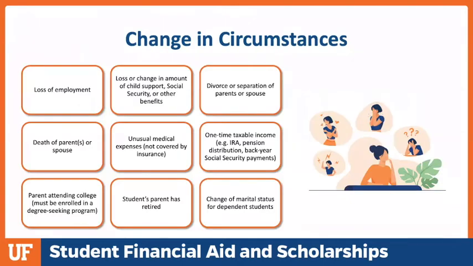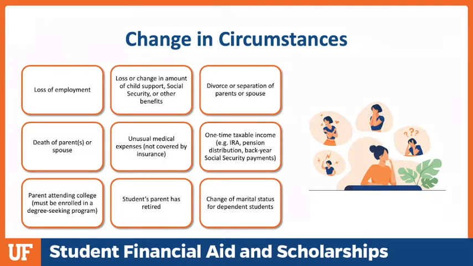So what are some circumstances that we consider? Some change in circumstances would include loss of employment, loss or change in the amount of child support, Social Security, or other benefits, divorce or separation of parents or spouse if you're an independent student, death of a parent or spouse, unusual medical expenses that are not covered by your insurance, one-time taxable income like IRAs, pension distributions, or back year Social Security payments, parents attending college.